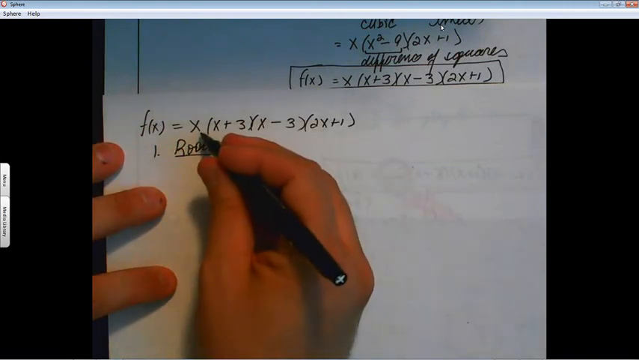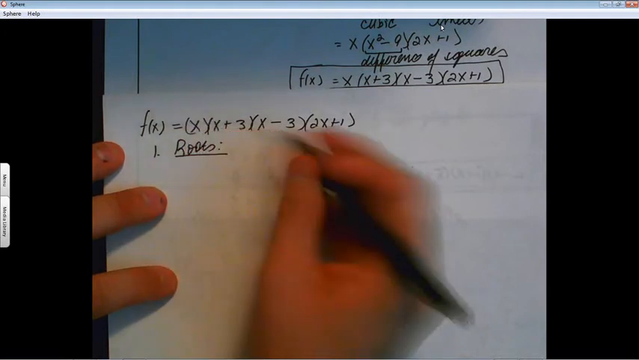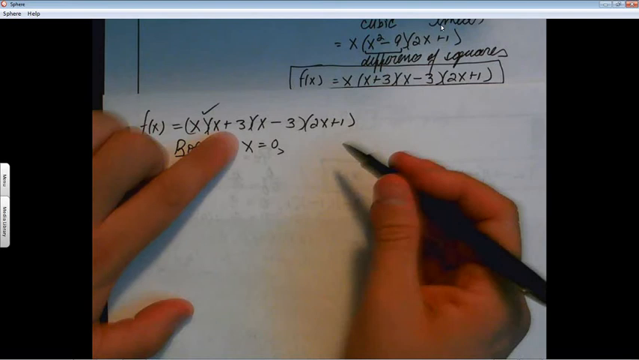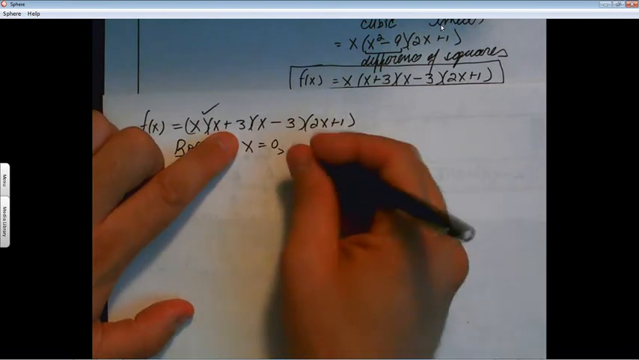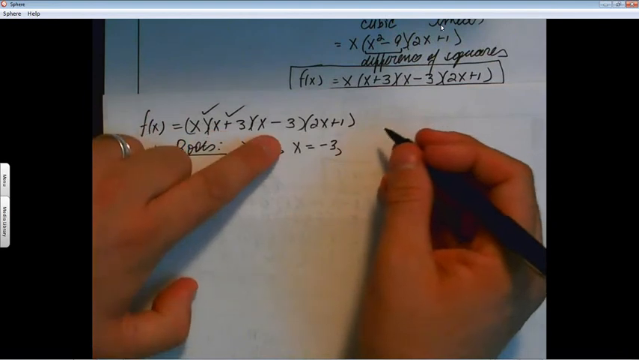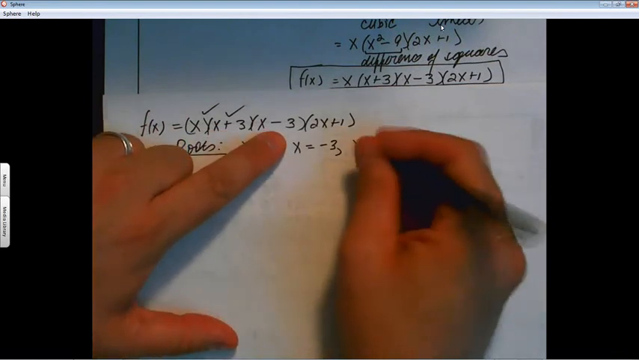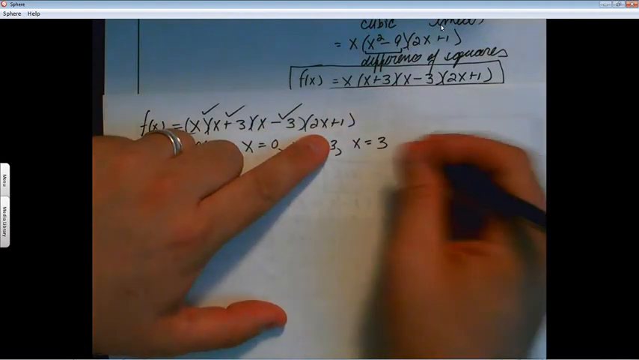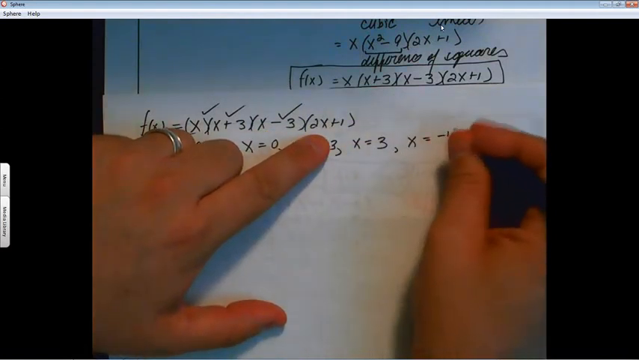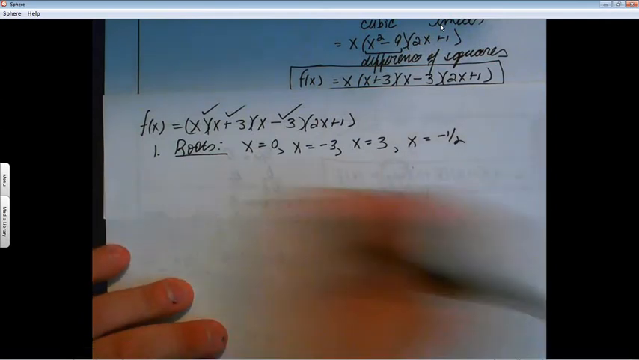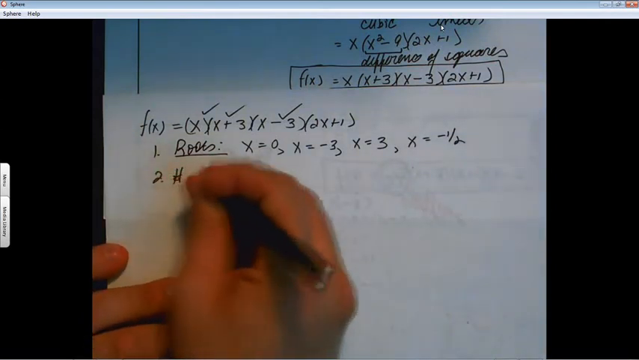So here we go. For f of x equals x times x plus 3 times x minus 3 times 2x plus 1, for the roots, we're just going to go straight across. What would make this factor over here equal 0? X equals 0. Check.